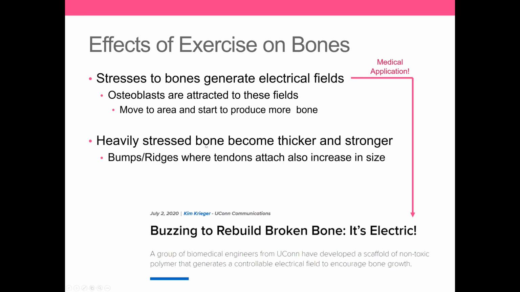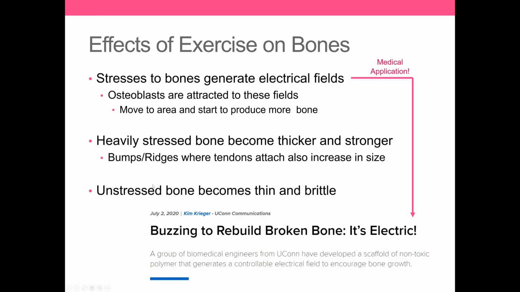So heavily stressed bones, so someone who really exercises, does a lot of weightlifting, those bones will become thicker and stronger. And the areas where tendons attach, so remember a tendon connects a muscle to a bone, those will also increase in size. So that'll make the bumps and ridges and processes on the bone larger as well. So a heavier, thicker, stronger bone is going to be less likely to break.